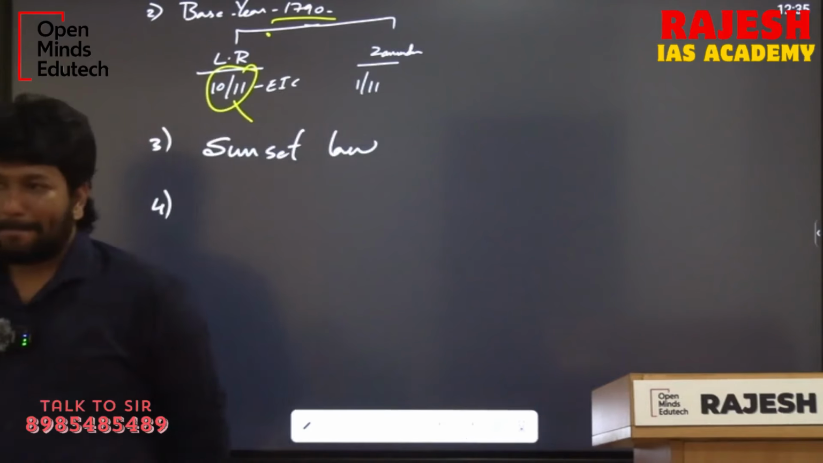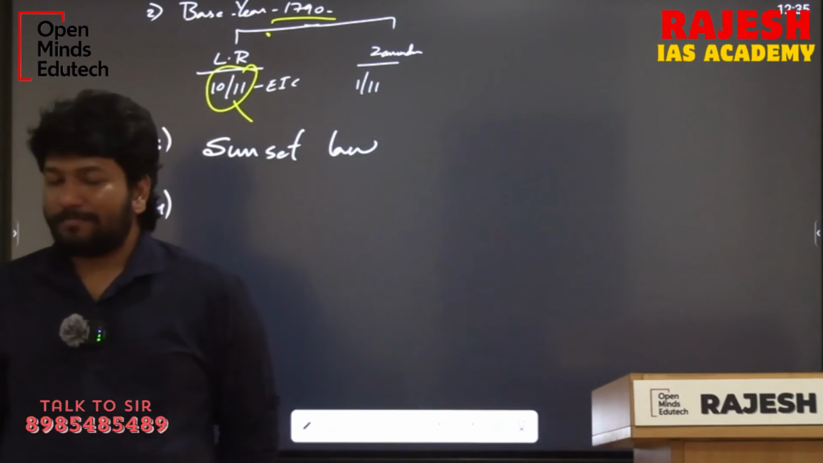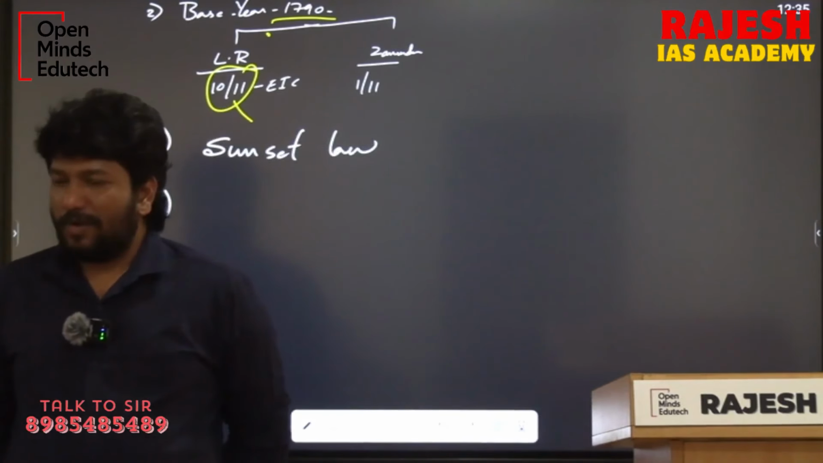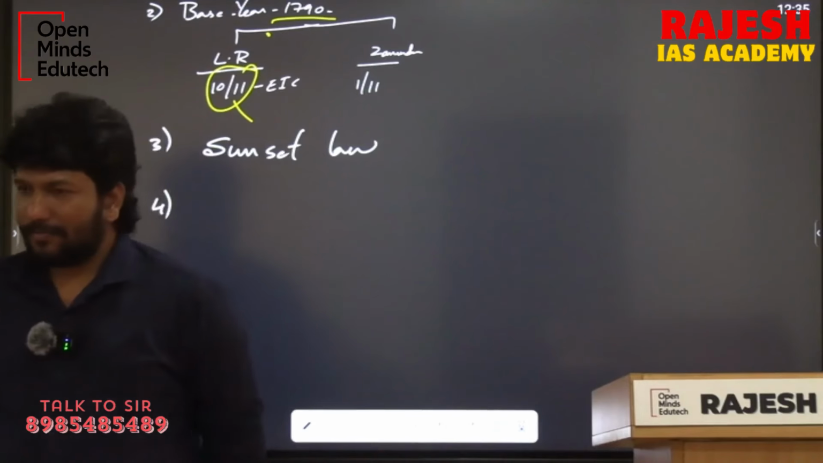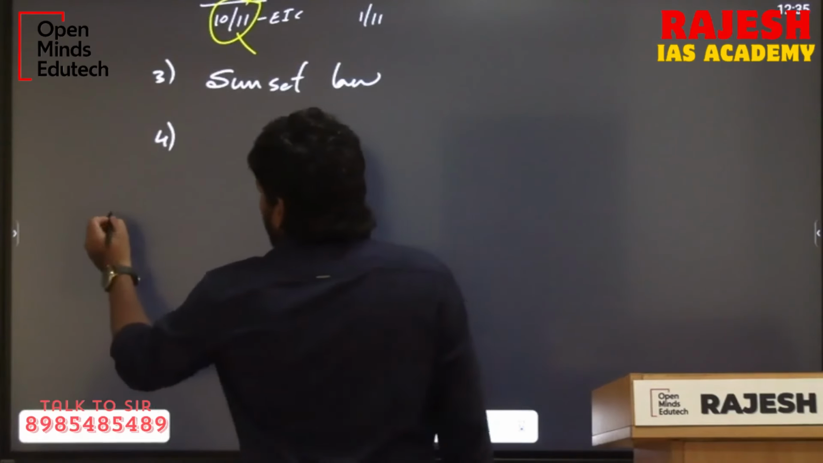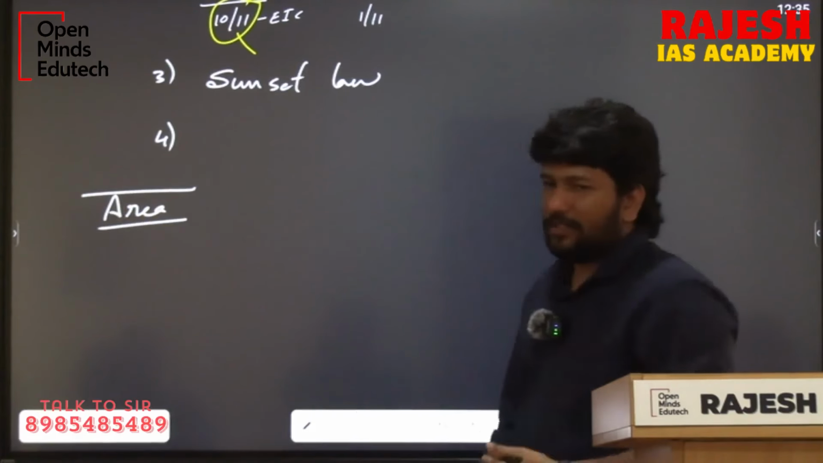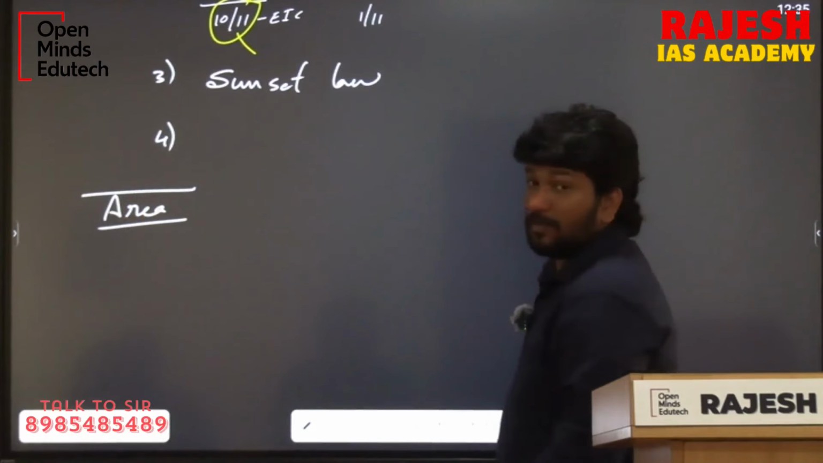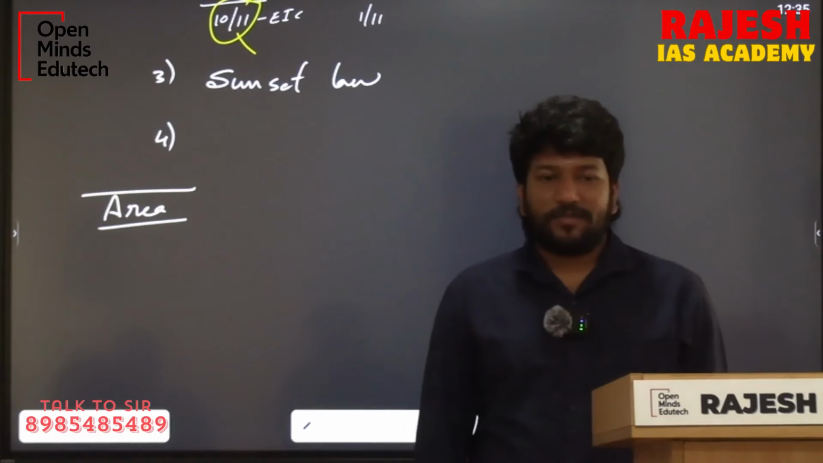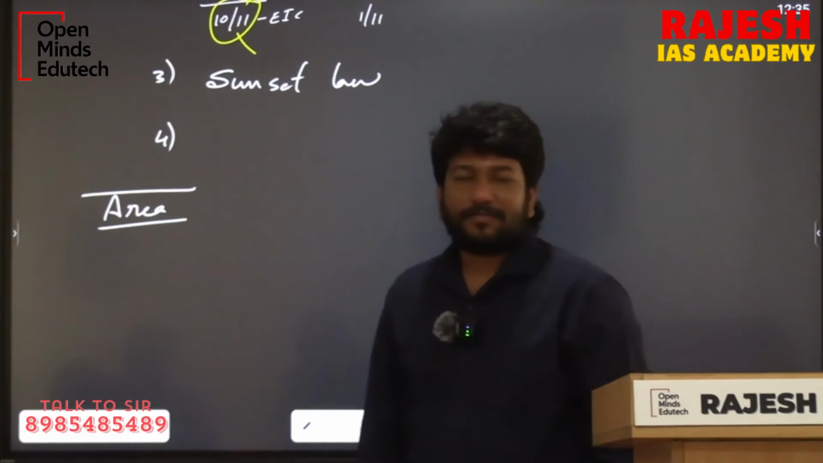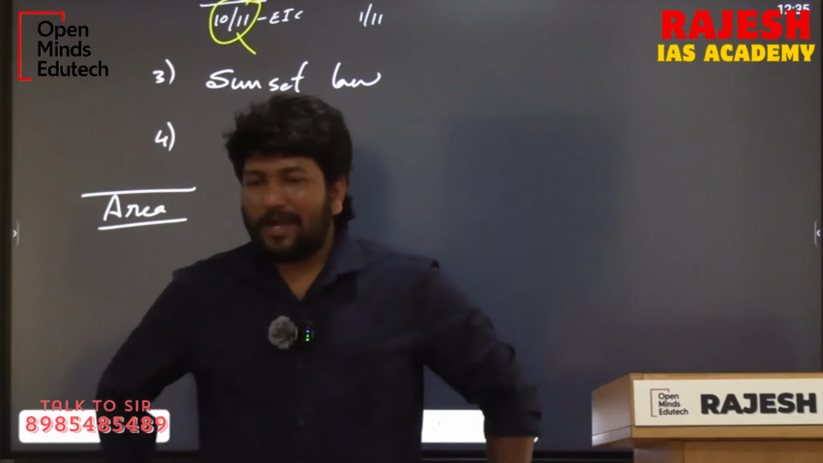Clear? Who introduced this one? Cornwallis. In which area was it introduced? Bengal, Bihar and Orissa.